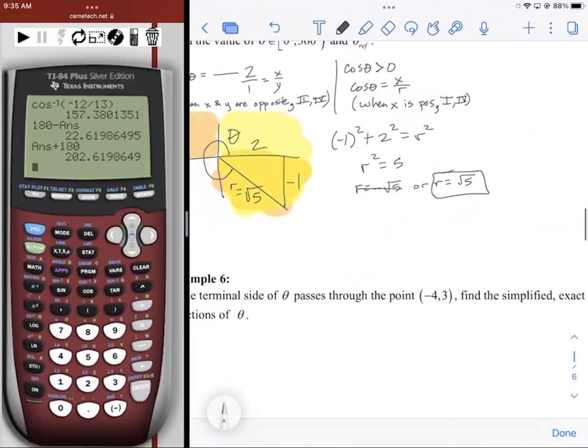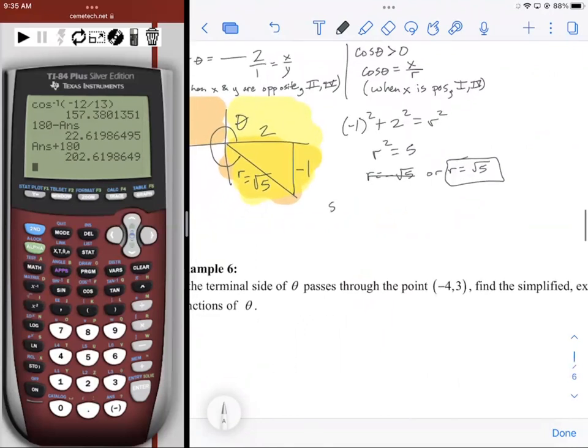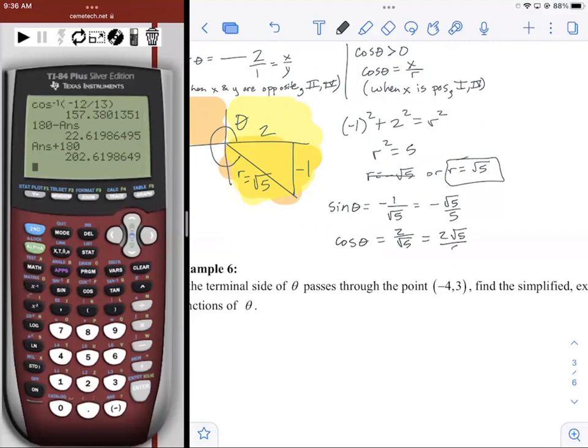Now that we have all three, we list them, right? Sine of theta is y over r. So that's -1 over the square root of 5, which we need to rationalize. It's negative square root of 5 over 5. Cosine of theta is x over r. That's 2 over the square root of 5. Again, we need to rationalize that. So that's 2 square root of 5 over 5. Tangent of theta is y over x. So that's -1 over 2 or -1/2.